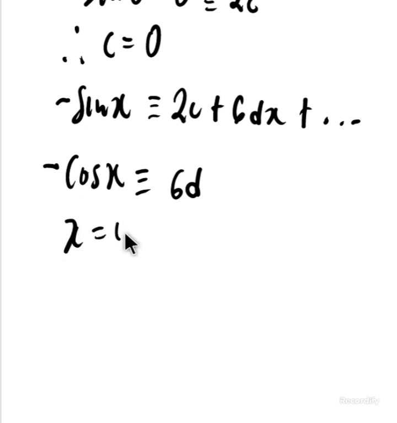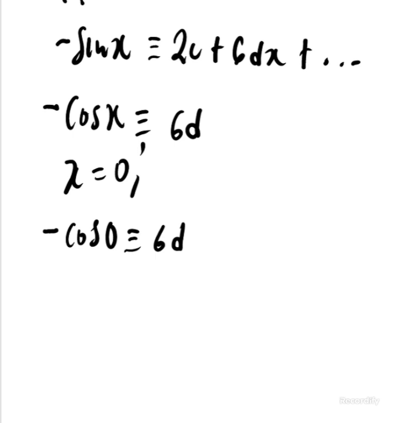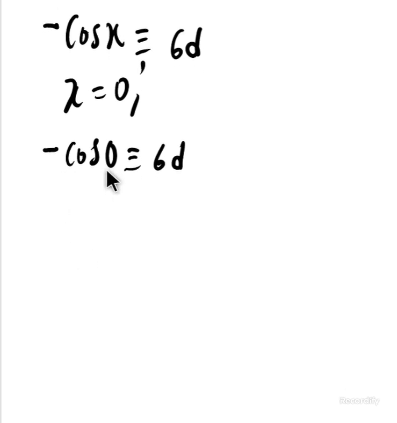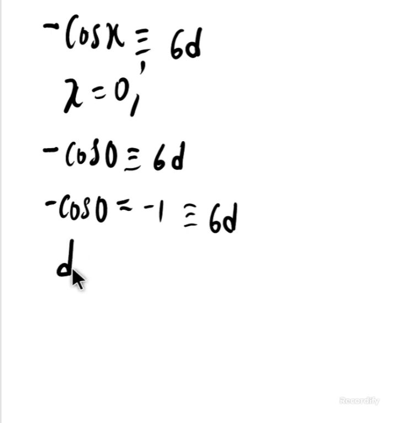x equals 0 again. So this left-hand side will become minus cos 0, equivalent to 6d, because no x is attached to that. And then what is cos 0? Cos 0 is going to give us 1. So that means minus cos 0 equals -1, which is equivalent to 6d. And then we divide both sides by 6. That shows that our d equals -1/6. And -1/6 is the same thing as -1/3 factorial.